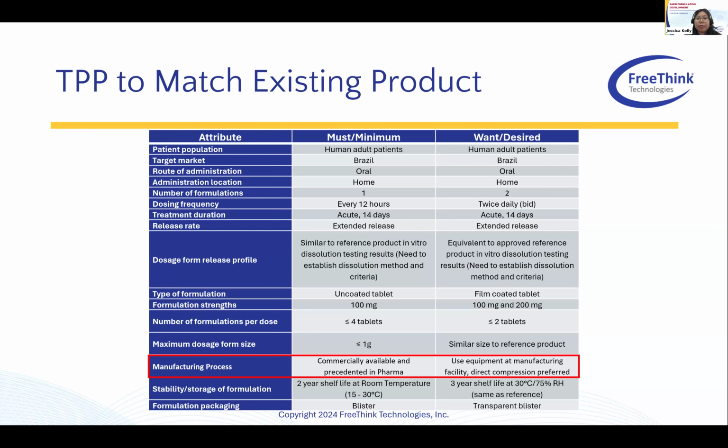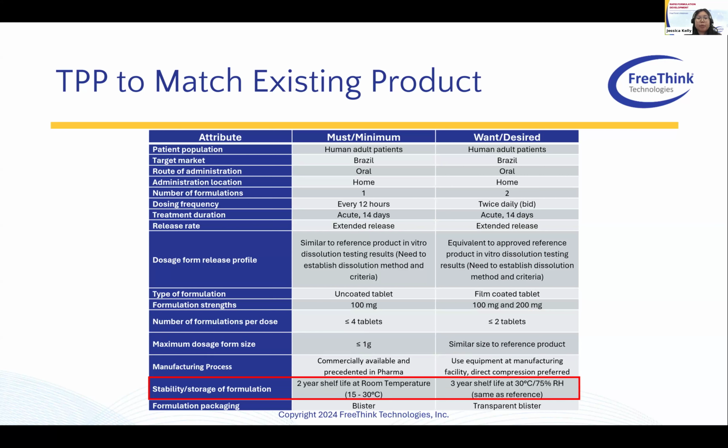And the product must be manufactured with a process and equipment that is commercially available and precedented in pharma. But in speaking with the drug development team, they would prefer to use equipment that they may already have at their facility. And they've also specified that they would like to use direct compression as it is a simpler process and uses less equipment.